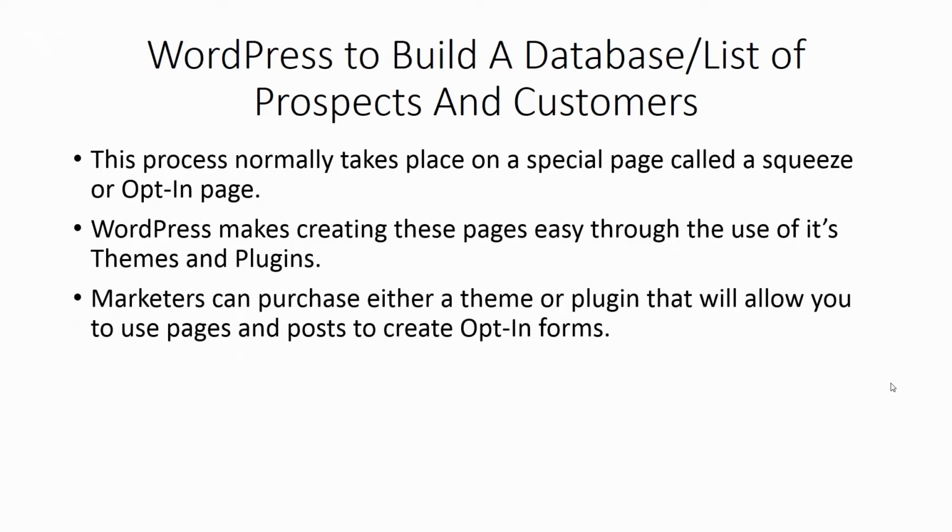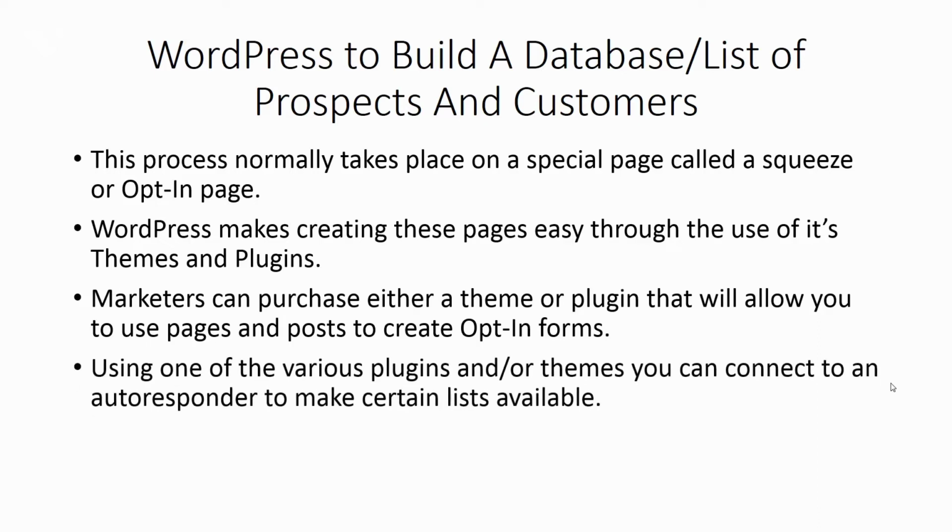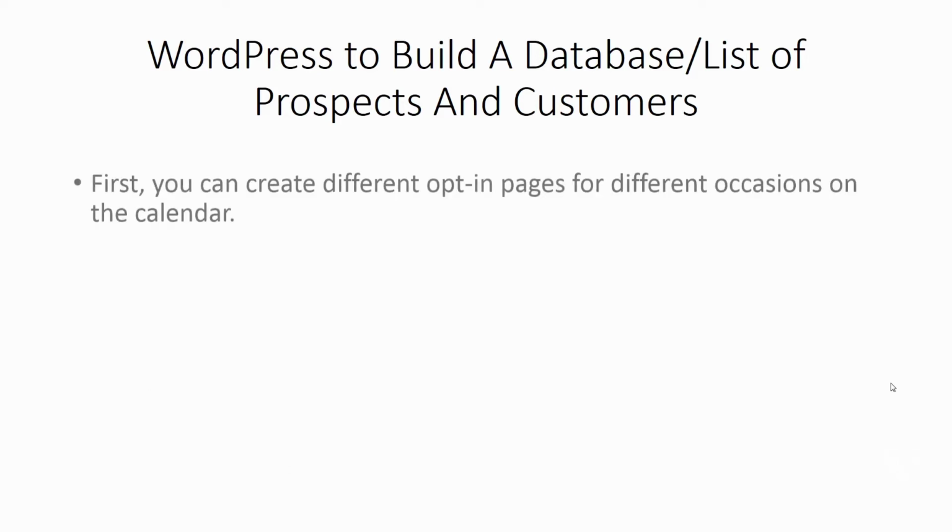As a marketer, you can either purchase a theme or plugin that will allow you to use pages and posts to create opt-in forms. Using one of the various plugins and or themes, you can connect to an autoresponder and make certain lists available. This process is important to understand.